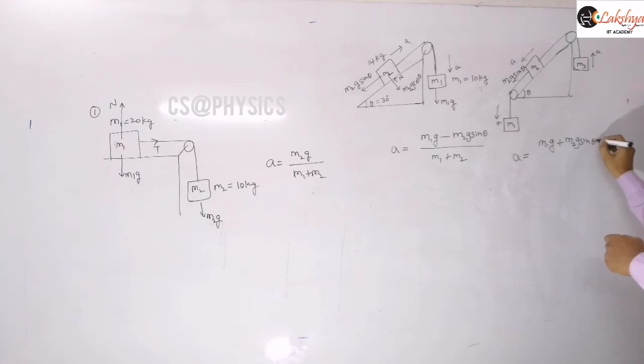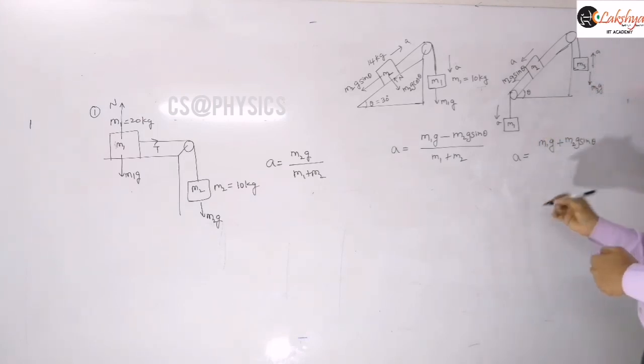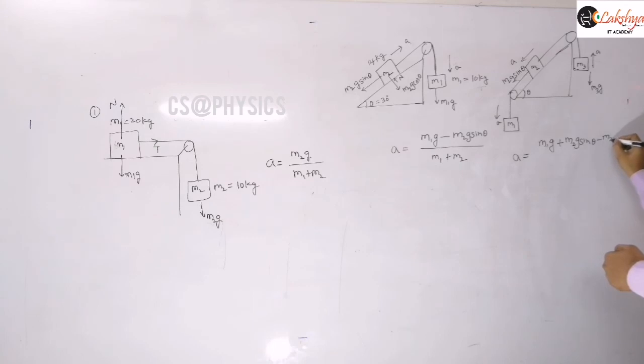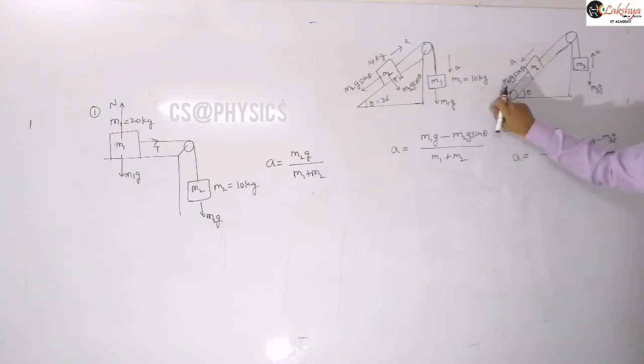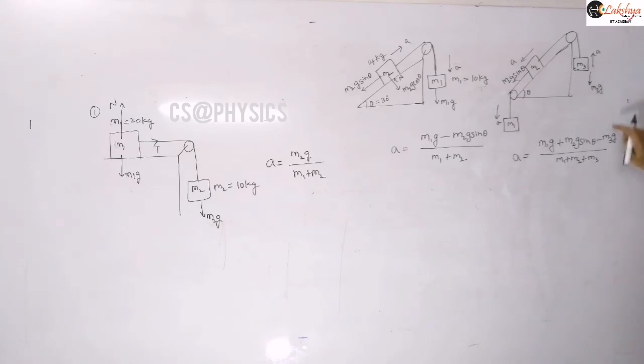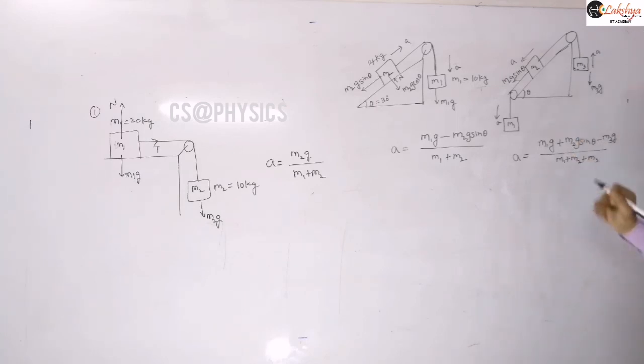Now we can observe that the weight of this block, m3g, will be acting in the downward direction here. That means it is opposing the system, so you may write it as minus m3g. That means a equals m1g plus m2g sine theta minus m3g, divided by m1 plus m2 plus m3. That is the acceleration of the system directly.